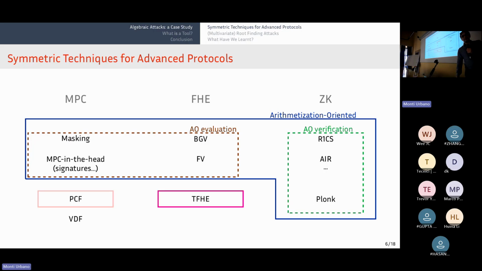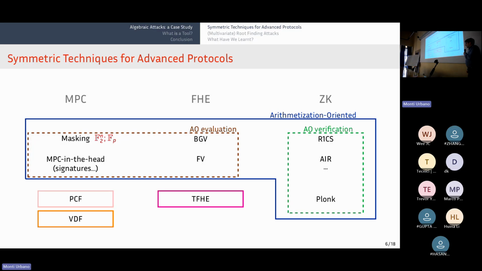The case of TFHE, well, the cost model is completely different. I'm not going to go into it, but it's not really arithmetization-oriented. In particular, in your graphs of the computations, you can have loops. And the verifiable delay functions are really their own thing. I'm not going to talk about them, just mention that they exist. And they can sometimes use symmetric techniques as well.